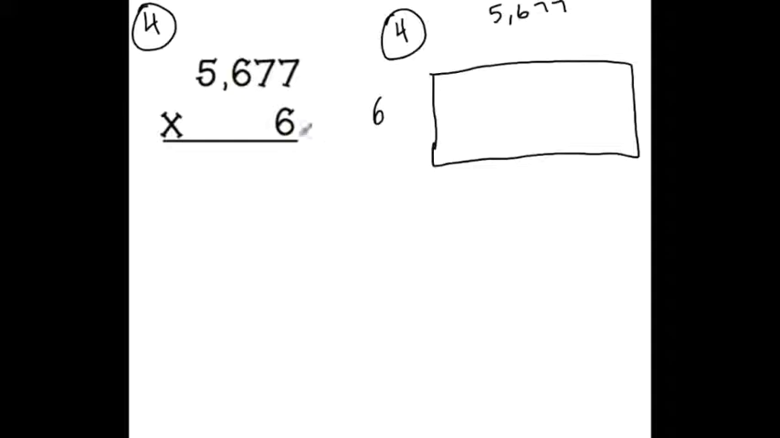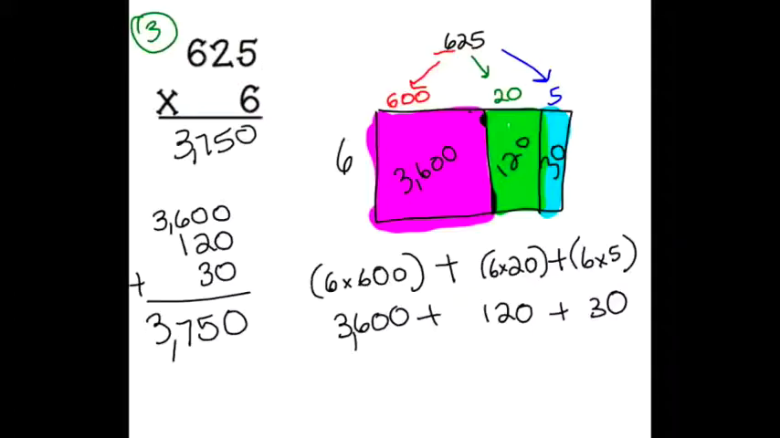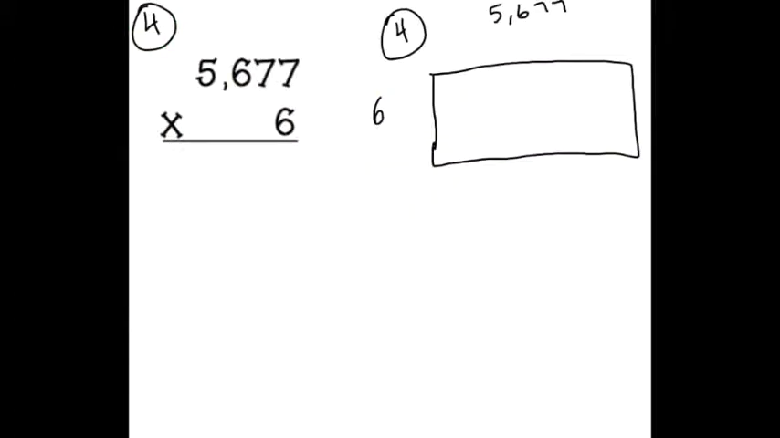5,677. I'm going to challenge you to split up this number on your own, just like expanded form. This time, instead of 3 numbers like that, we're going to have 4 numbers because this number has 4 digits. So go ahead and split them, and when you're done, press play.